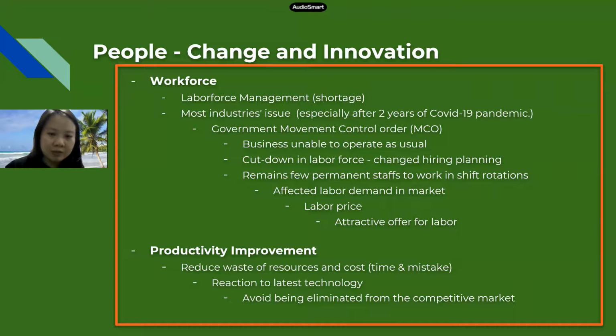Next will be productivity improvement. Since the market is very competitive, every company, including every competitor, will keep improving and innovating in their product and services. So it is important for a company to start improving and innovating in the product and services, including reducing the cost for customers, increasing the value for customers, reducing waste, reducing the cost of production of the product, and also increasing the value of the product and services. This is to avoid being eliminated from the competitive market, and to react to the latest technology.